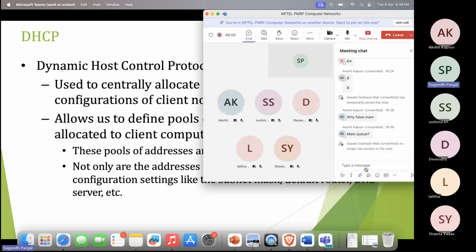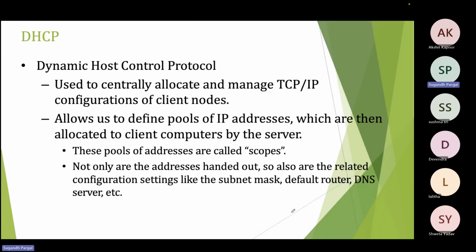It is a kind of similar thing to RARP, but just for the LANs. Now we have DHCP, which is Dynamic Host Control Protocol, which is used to centrally allocate and manage TCP/IP configurations for the client node. It allows us to define pools of IP addresses, which are then allocated to client computers by the servers. So these pools of addresses are called scopes. And not only are these addresses handed out, but also the related configuration settings like the subnet mask, default router, DNS server, etc. are provided.